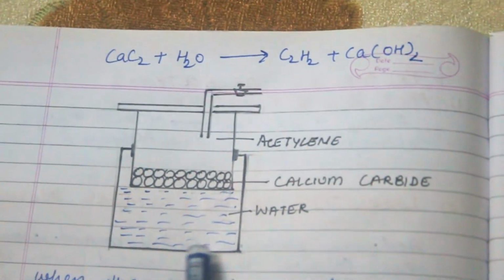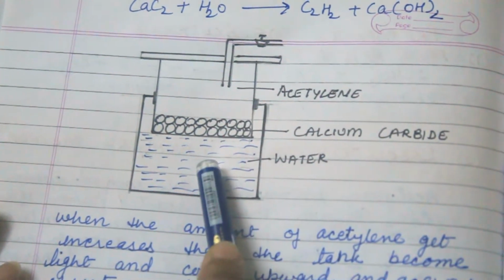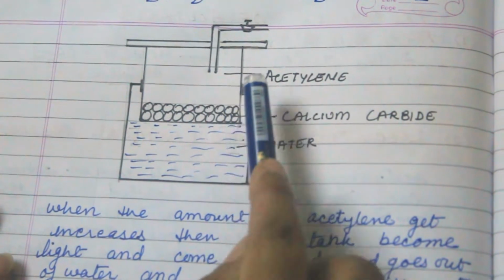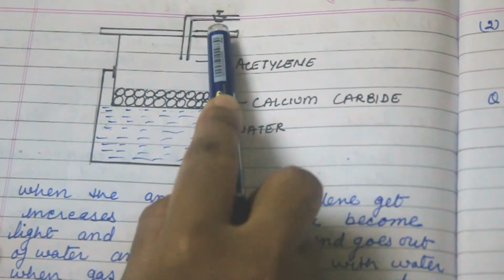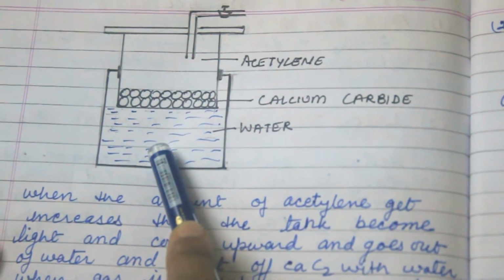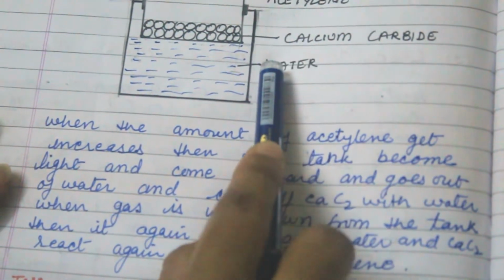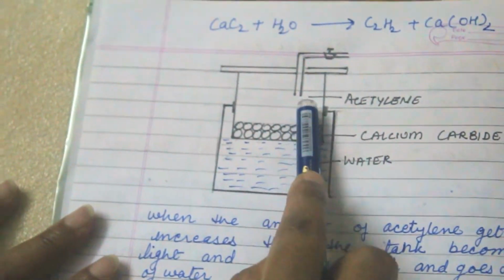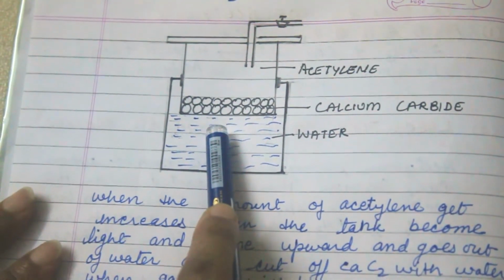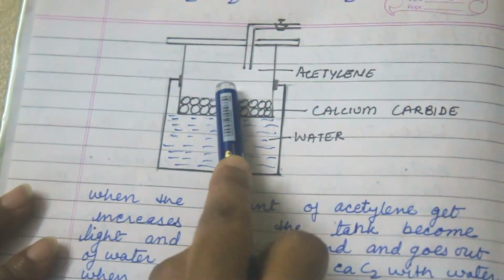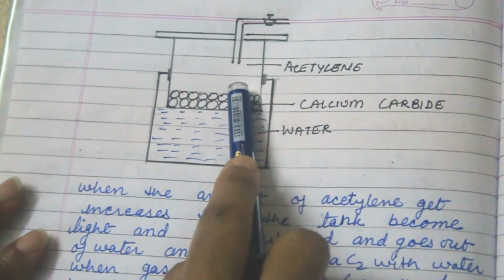This is the apparatus. We take 2 tanks. This is the uppermost tank and this tank is filled with water. When this tank is empty, there is no gas, so this tank is heavy and it sinks down in the water. When it sinks down in the water, then this calcium carbide and water react with each other and form acetylene. When this acetylene is formed, because of this gas, the tank becomes lighter and pushes upward, and the calcium carbide does not react with water at that stage.